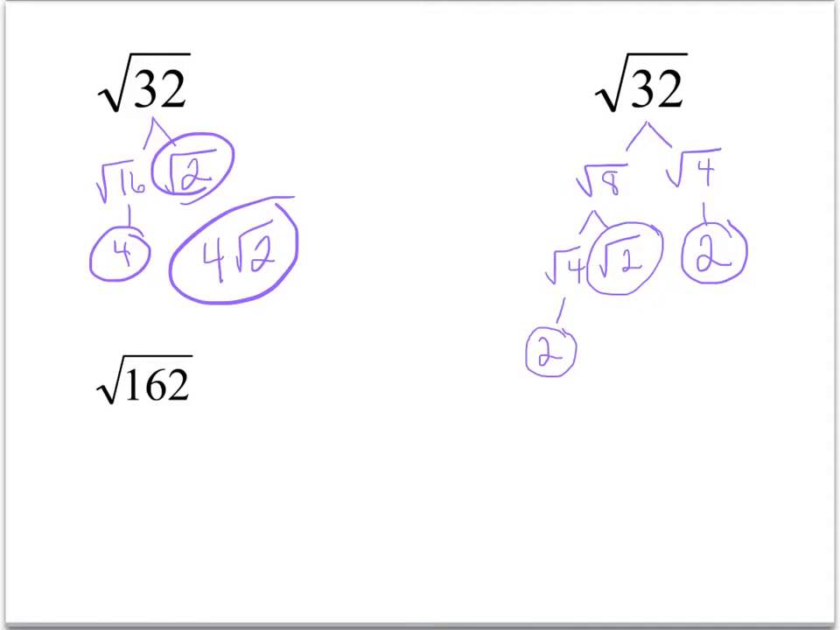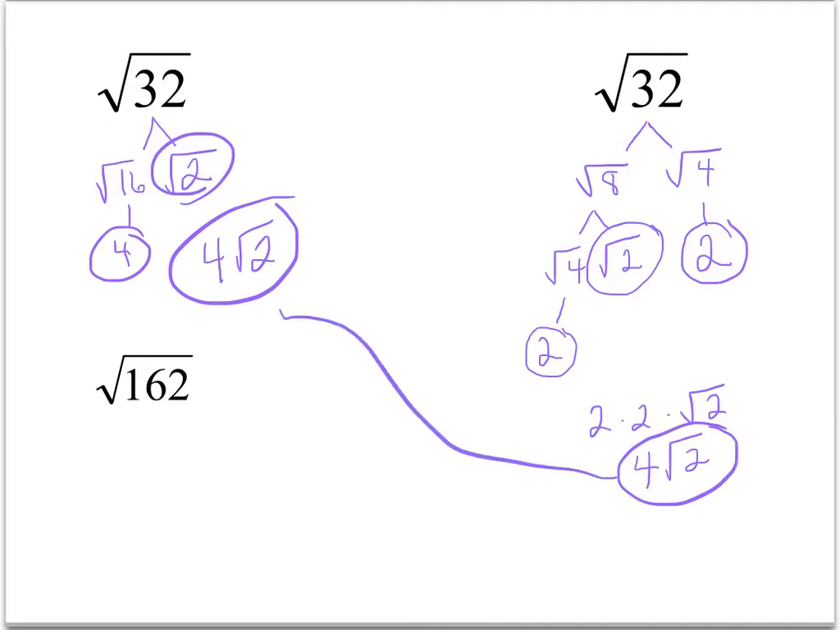You have 3 numbers circled because they can no longer be broken down. What do I do with these 3 numbers? I take them and I multiply them together. 2 times 2 is 4, so my final answer is 4 root 2, which of course matches up to the 4 root 2 that I got the first time I did this problem. So, the point here is that sometimes the same answer can be found by using different factors of the same number.